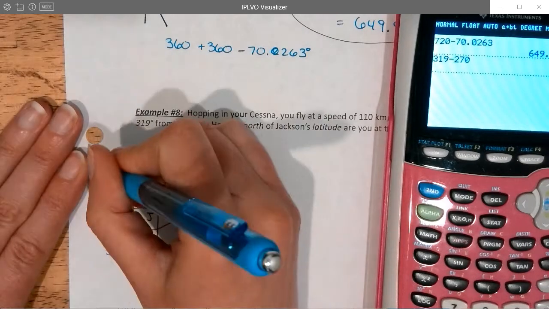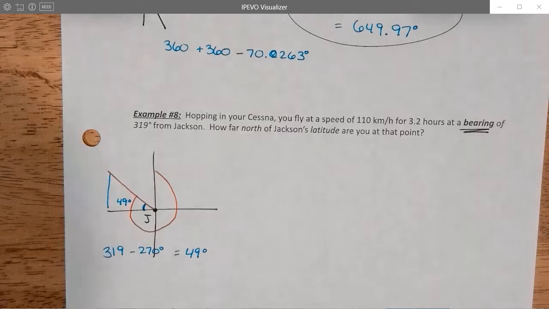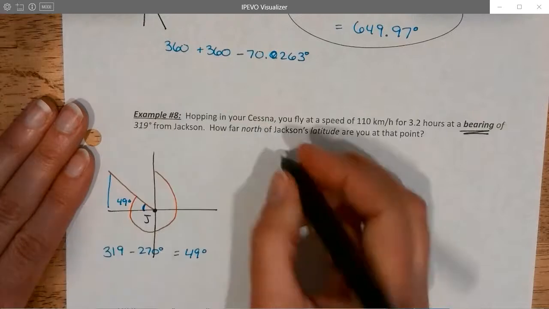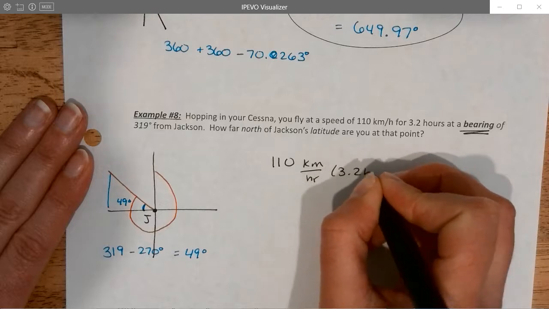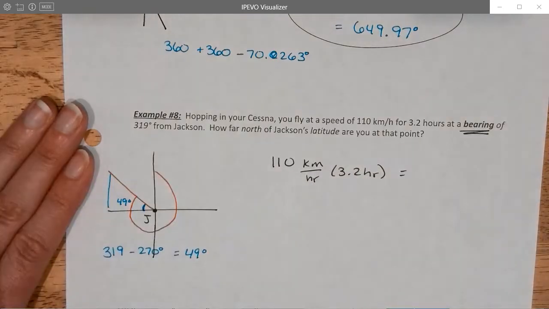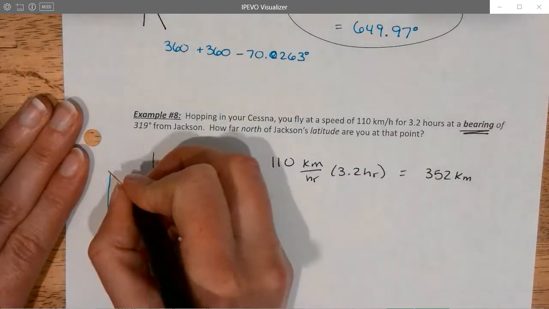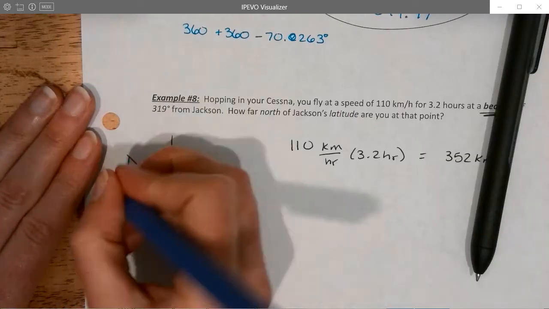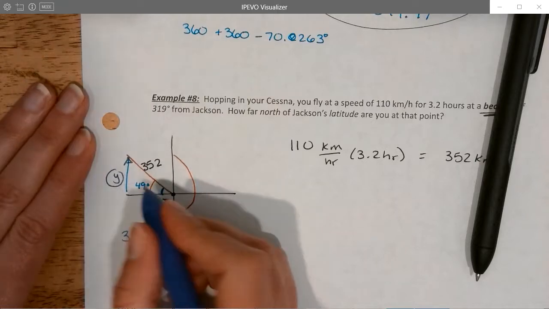Okay, so the airplane's over here now, and it was flying at a speed of 110 kilometers per hour for 3.2 hours. So the distance that it flew diagonally will be 110 kilometers per hour times 3.2 hours, which is 352 kilometers. That is our diagonal distance, 352 kilometers. The question is, how far north of Jackson are you? That is going to be the y coordinate, strictly how far up. Not how far over did we go, how far west, just how far up. So I'm going to be looking for this y coordinate.